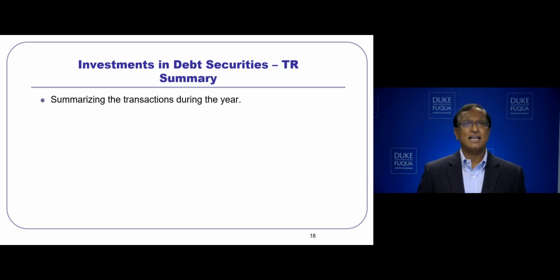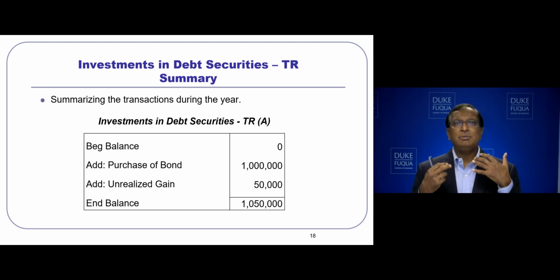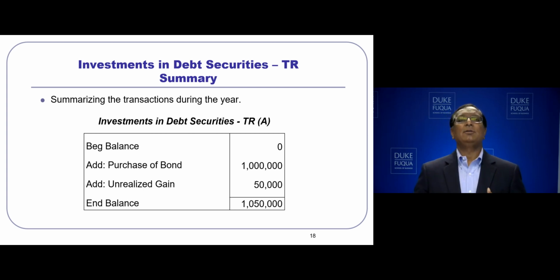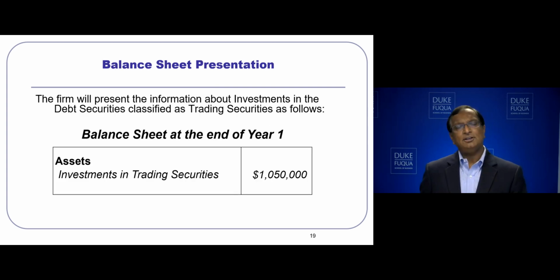Now let's summarize the transactions for year 1. Notice that we purchased the bond for $1 million. There was an unrealized gain which increased the value of the asset to $1,050,000. So on the balance sheet, you will see the asset value represented by $1,050,000 for investments in trading securities.